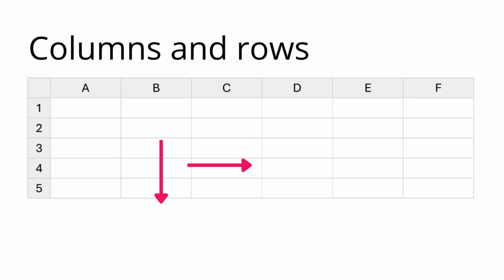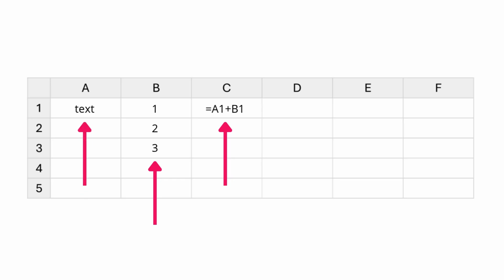So, what is Excel? Well, Excel is a program known as a spreadsheet. A spreadsheet is a digital grid made up of rows and columns. You can enter numbers, text, and formulas into the rows and columns.